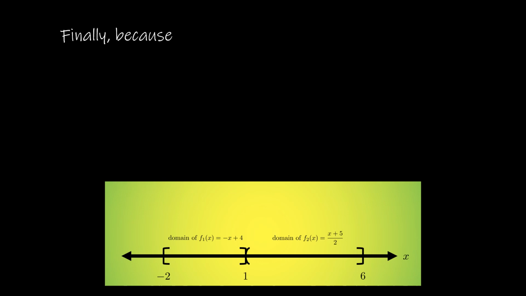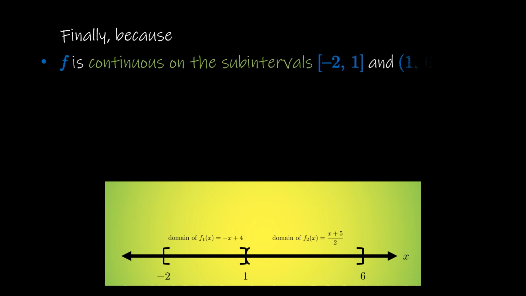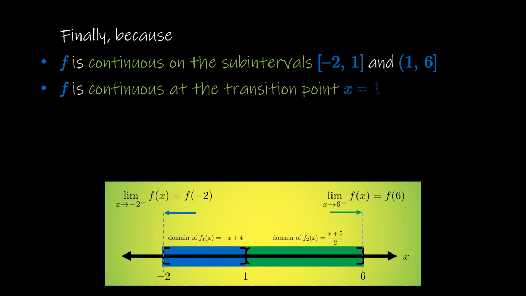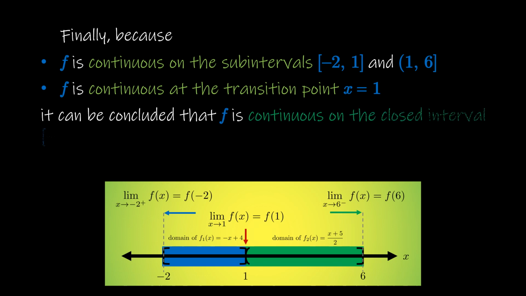Finally, because f is continuous on the subintervals -2, 1 and 1, 6, which include the endpoints x equals -2 and x equals 6, respectively, and f is continuous at the transition point x equals 1, it can be concluded that f is continuous on the closed interval -2, 6.